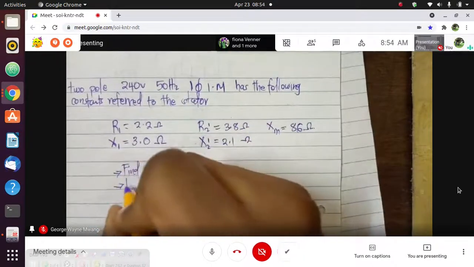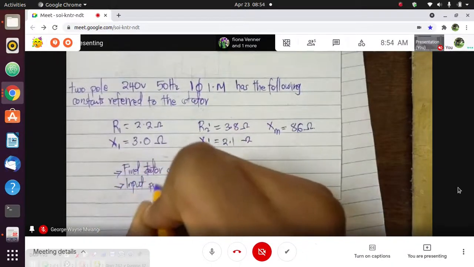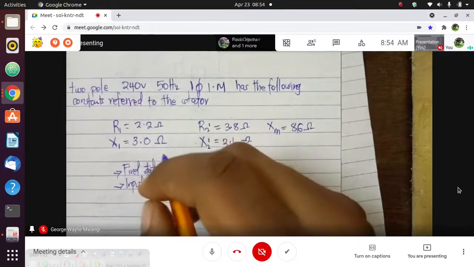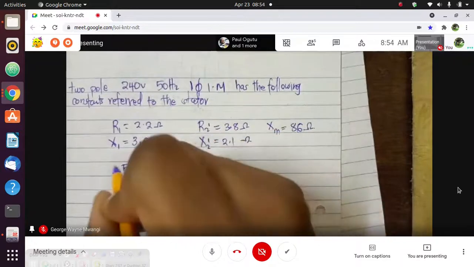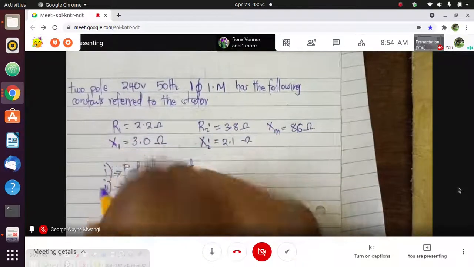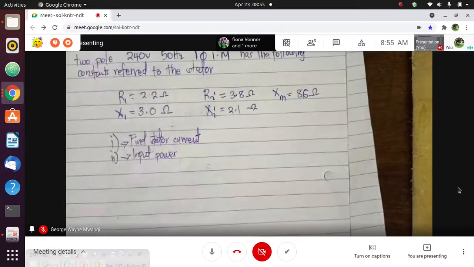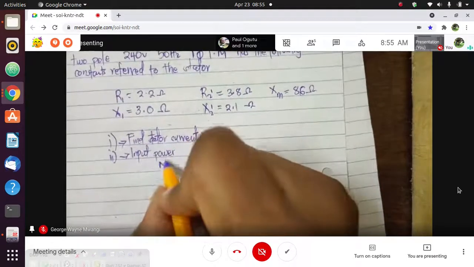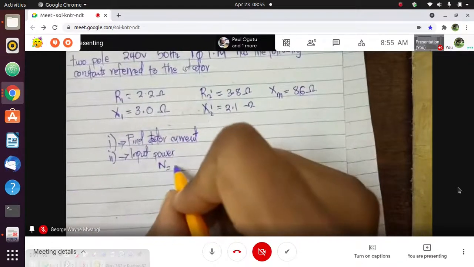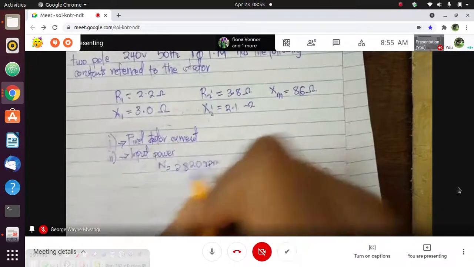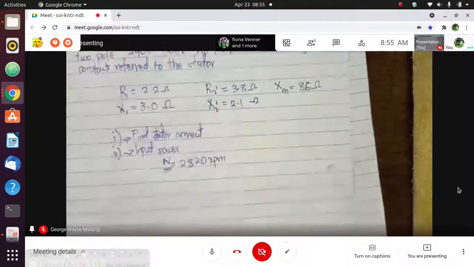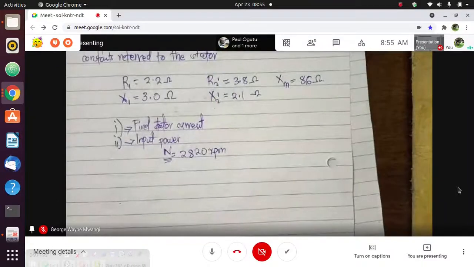And find the input power when the motor is operating at, this is part A of the question and part B of the question, when the motor is operating at full load of 2820 RPM. Now this speed will be our rotor speed, the speed at which the shaft is rotating.